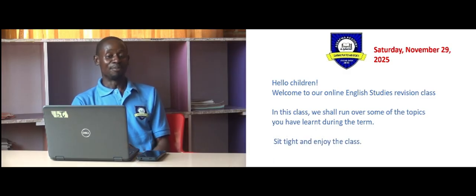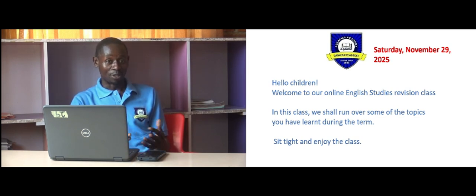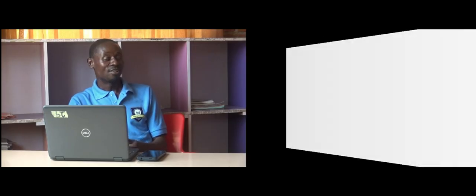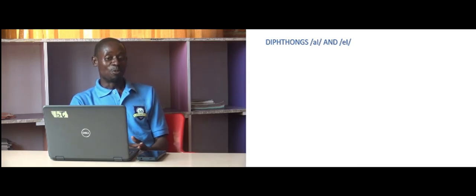During the last term, we discussed so many sounds: vowel sounds, consonant sounds, diphthongs. For the purpose of this revision, we shall look at some of these sounds. Now let's begin with the diphthongs. We discussed the diphthong /aɪ/ and /eɪ/. Now let's take these two and look at them one after another.